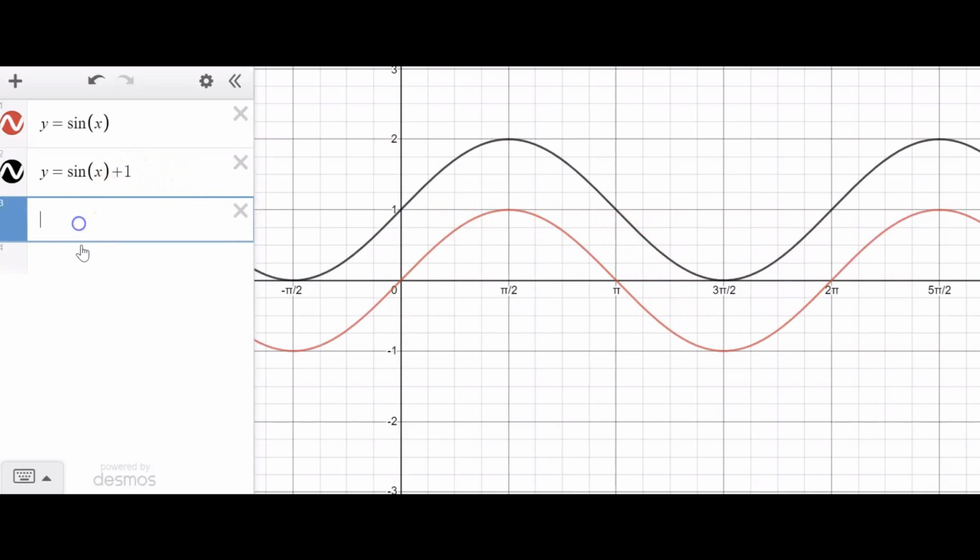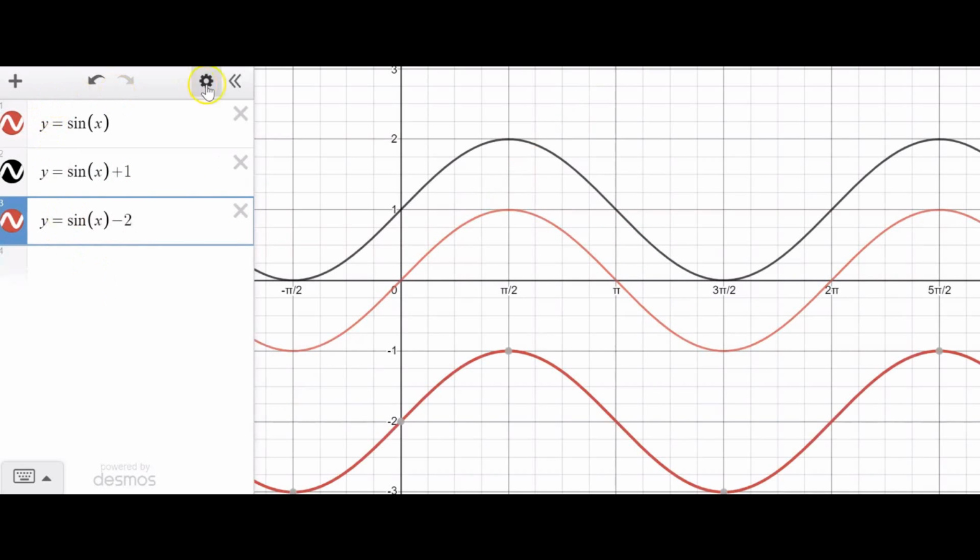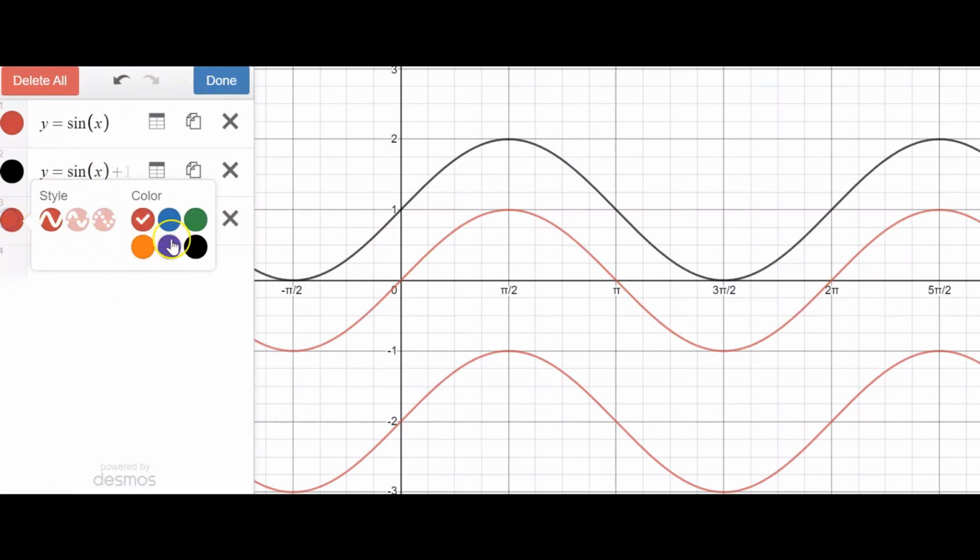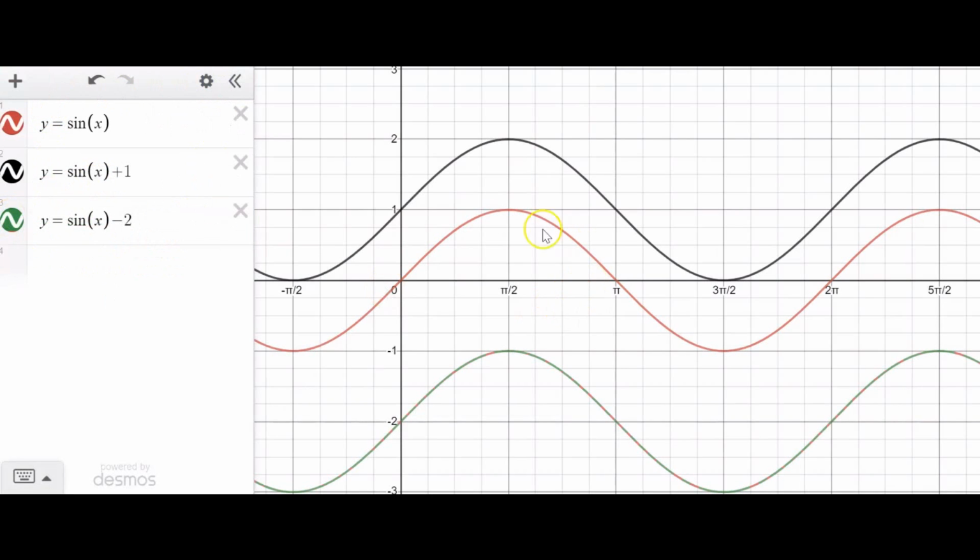Well, what if I did minus 1? How about minus 2? How about y equals sine of x minus 2? And we're going to change the color there. Let's make this one maybe green, okay? You can see that the original is in red, and by putting a minus 2 on the end here, it basically just went down 1, 2, every point. The starting point, instead of being at a height of 0, it's at a height of negative 2, okay?